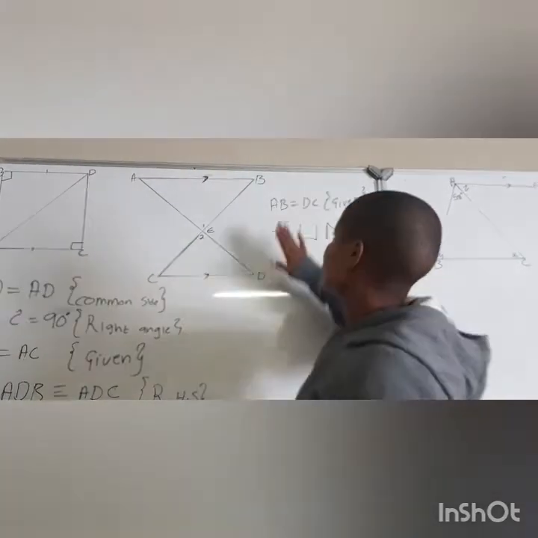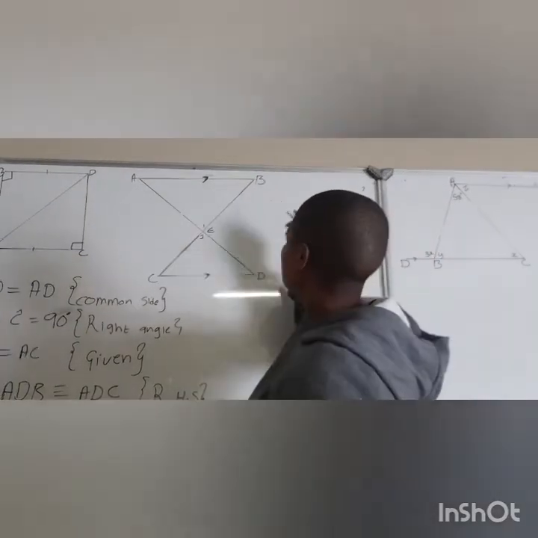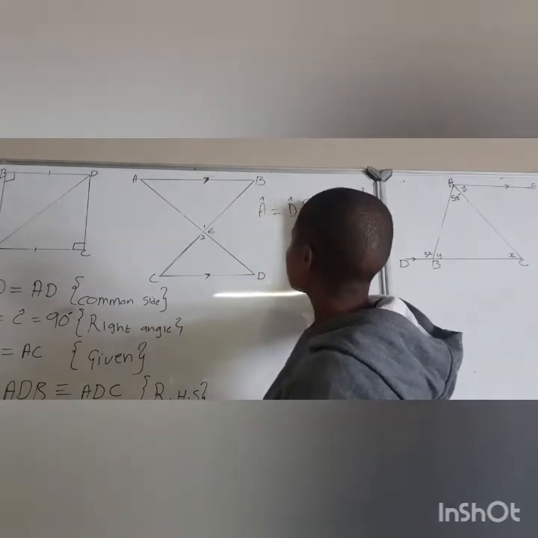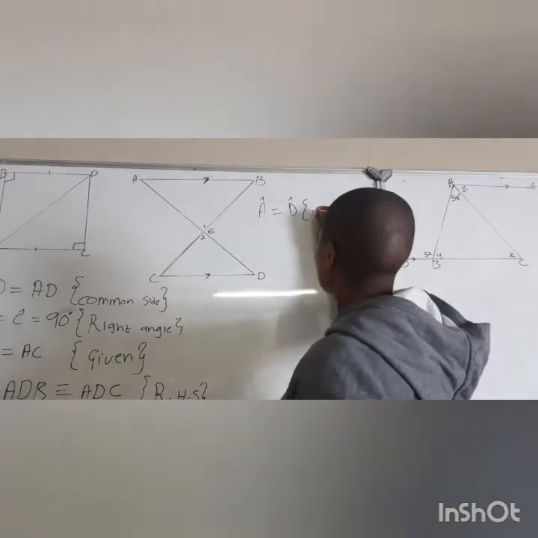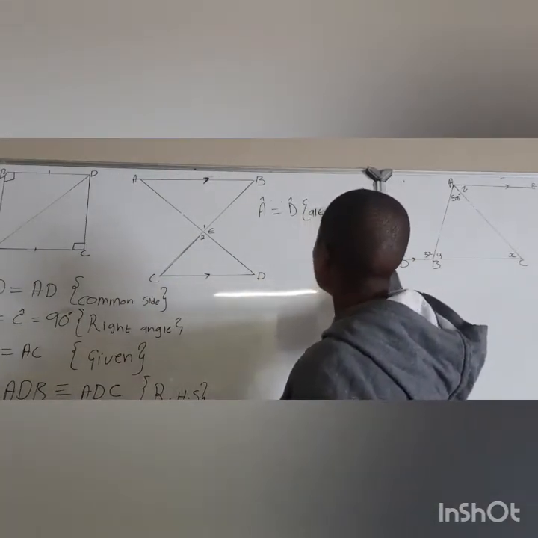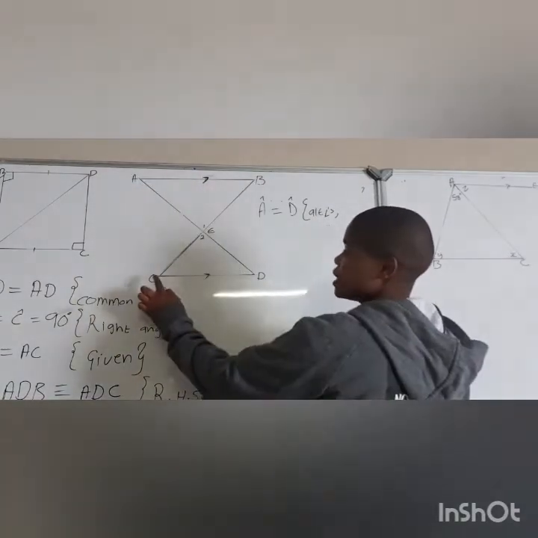All right, let's try. Angle A is equal to angle D. Good boy. What is your reason? Alternate angles. Good boy. Alternate angles of parallel lines. Remember, of parallel lines AB and DC.